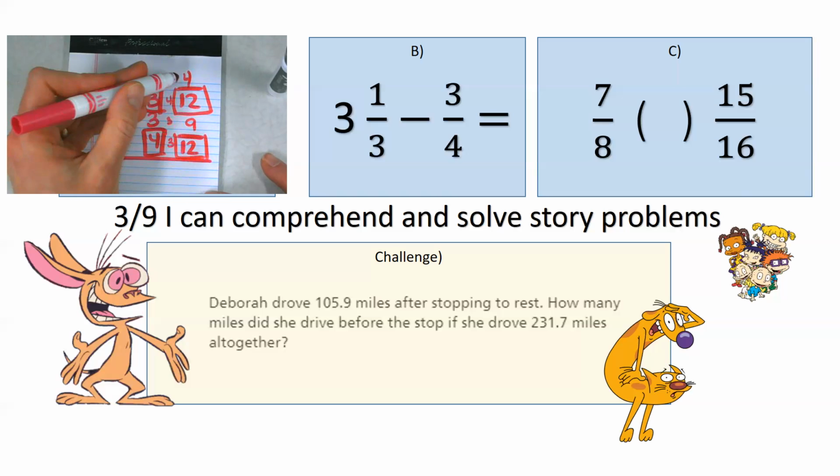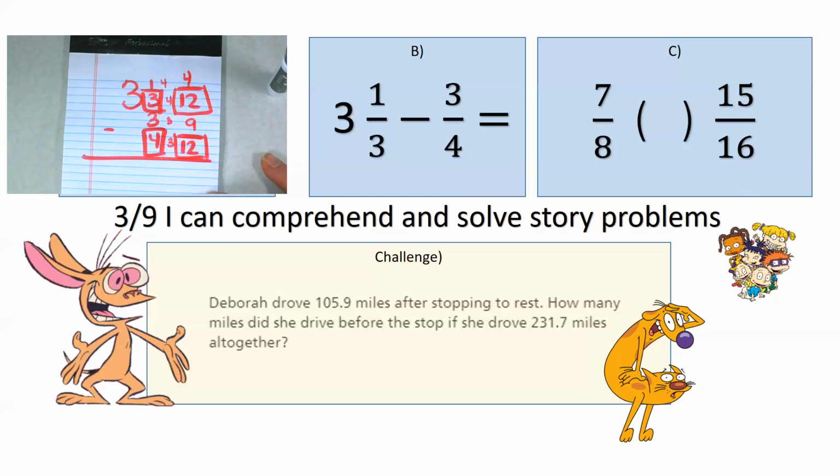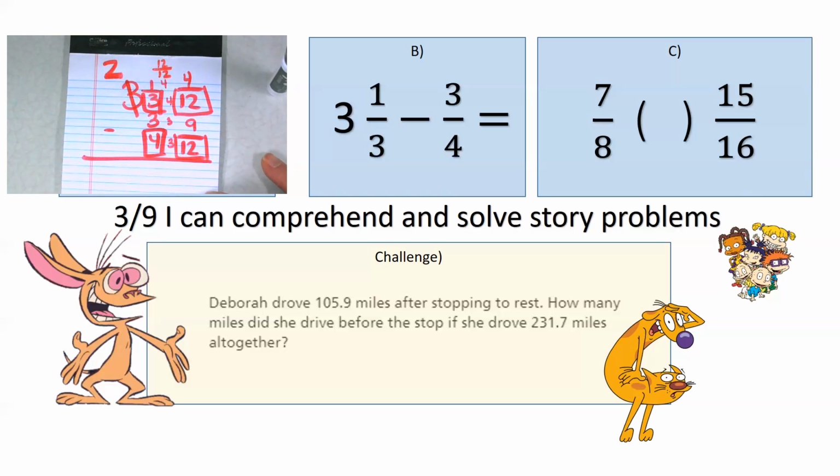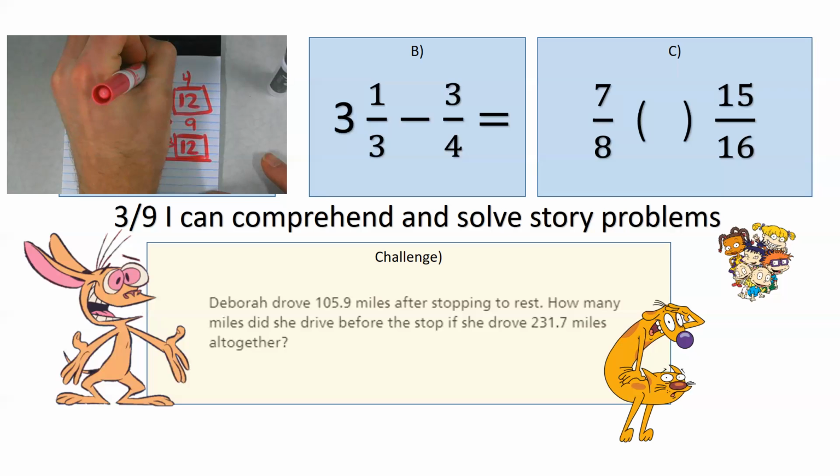Okay, so I have the top number, I lose the bottom number. Can I take 9 from 4? No. So therefore, I'm going to borrow the whole. Thank you, whole. What does that whole turn into? 12 12ths. So I'm borrowing 12 12ths to help with 4.